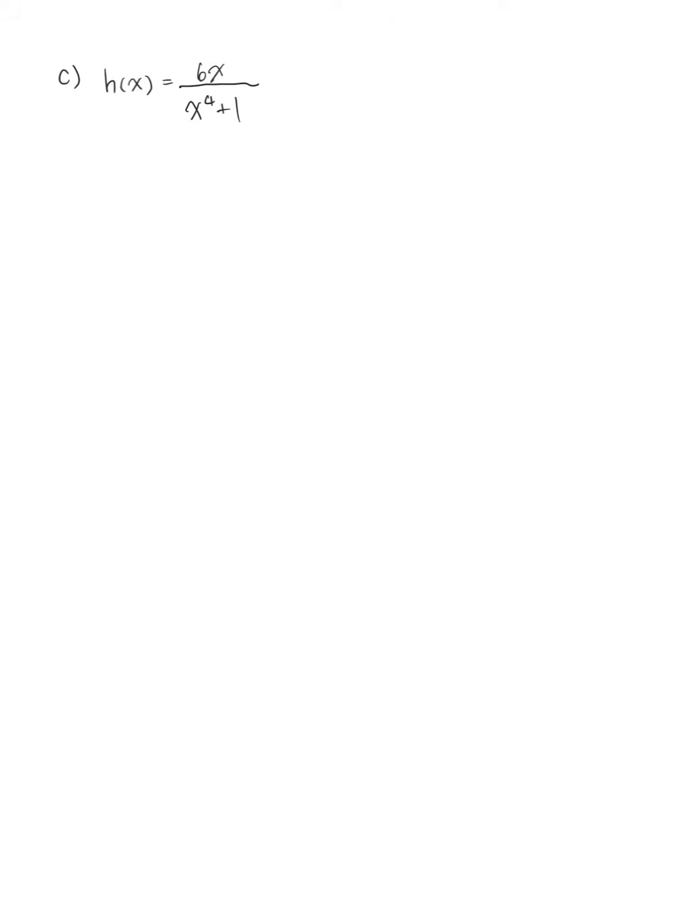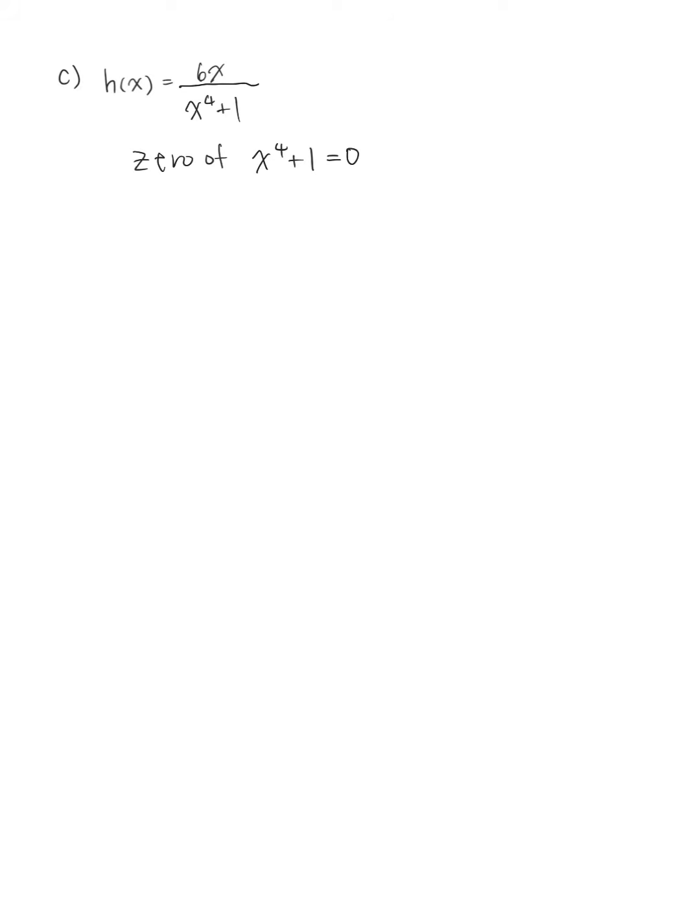Let's do just one more. Here's h of x equals 6x over x to the 4th plus 1. You cannot factor x to the 4th plus 1, but if you don't see that right away, try to find the zero of the denominator. So let me write it out: the zero of x to the 4th plus 1, right?